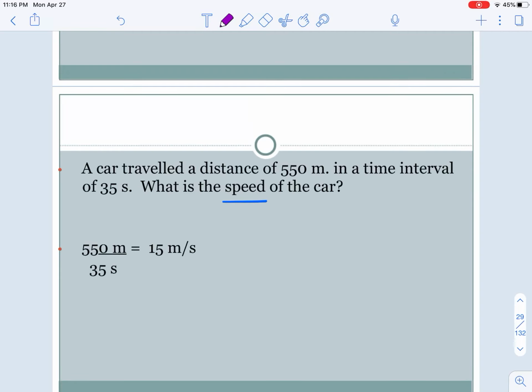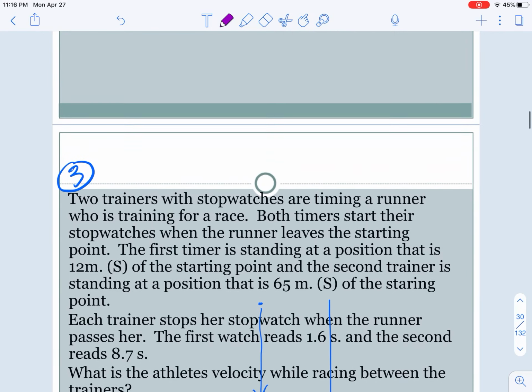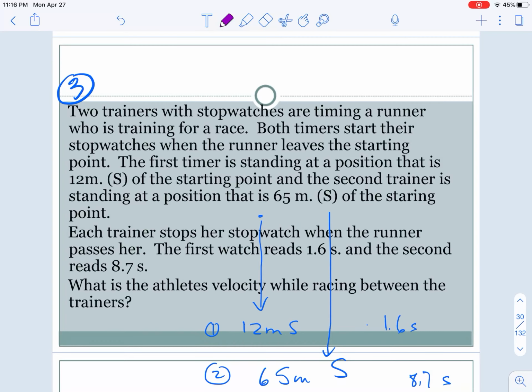For the second question, they were just looking for speed in meters per second. Very easy. 550 meters over 35 seconds would be 15 meters per second.